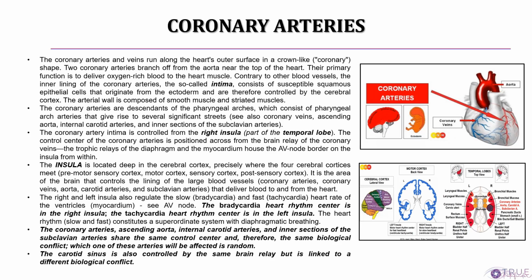The coronary arteries, the ascending aorta, the internal carotid arteries, and the inner sections of the subclavian arteries share the same control center and therefore the same biological conflict, and this determines which one of these arteries will be affected. The carotid sinus is also controlled by the same brain relay but is linked to a different biological conflict.